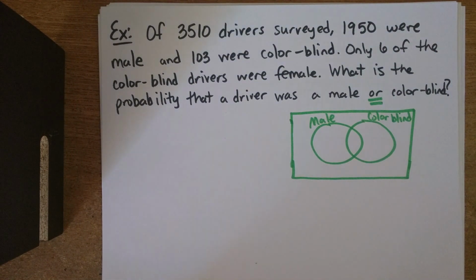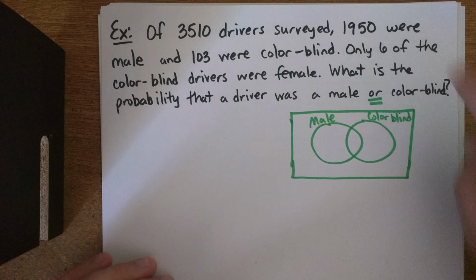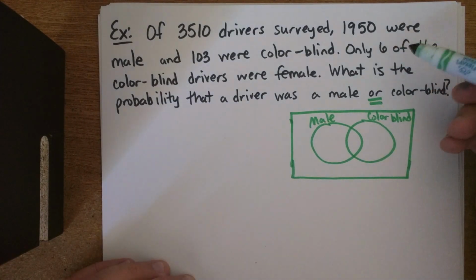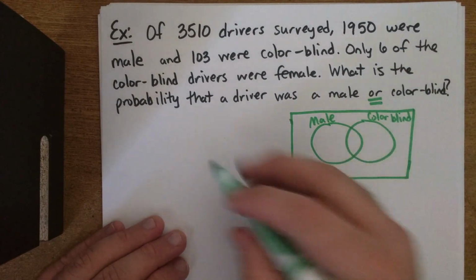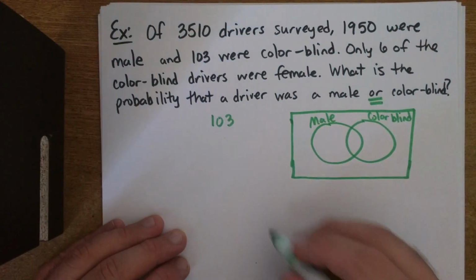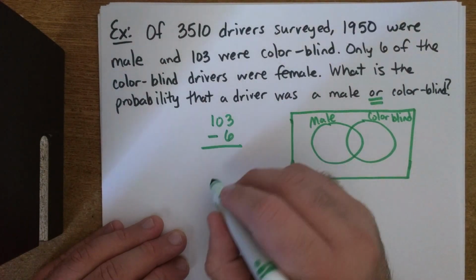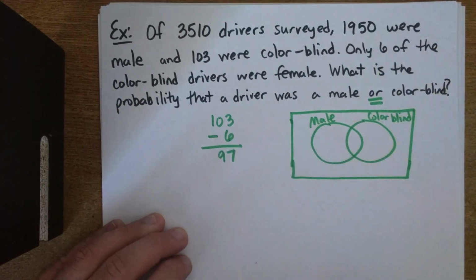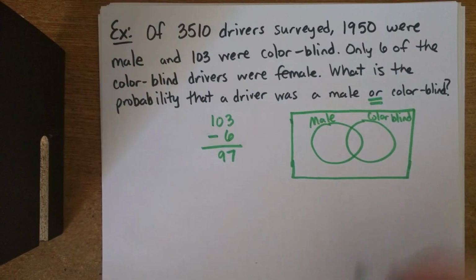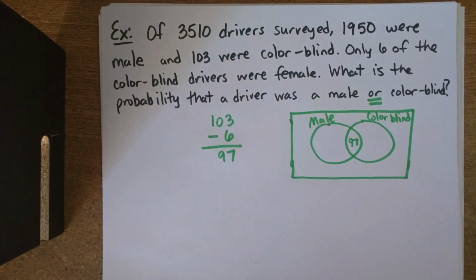Now let's think about what we have here. Of the 103 colorblind, they tell us that 6 are female. We can use a little logic here and deduce that if there's 6 female colorblind drivers, then how many are male? We'll subtract, and 103 minus 6 is 97. And so that tells us how many go in the middle right here. So there's 97 that are male and colorblind. It's really important that we know that.